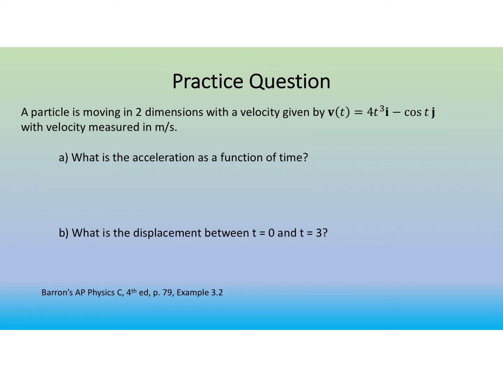So here we have a particle moving in 2 dimensions with a velocity function v of t is 4t cubed i minus cosine t j. Remember that i and j are just telling us the direction, that i is our x direction and j is our y direction. So from this, we can try and find an acceleration function in terms of time, and we can find a displacement. How far have we actually moved from t equals 0 to t equals 3? So pause the video here, see if you can solve these 2 parts to this question.